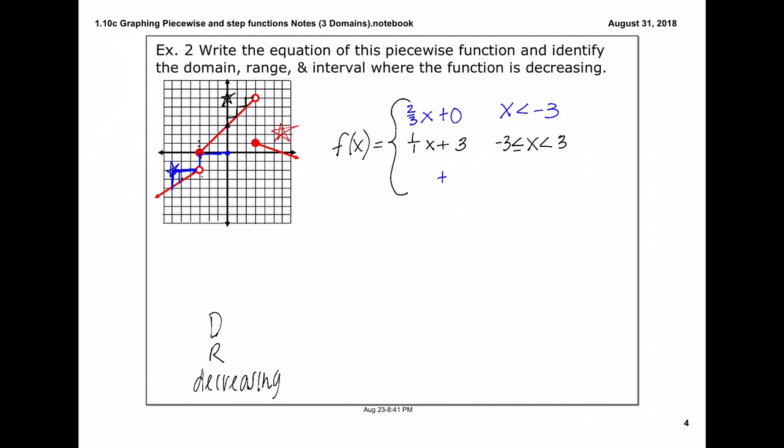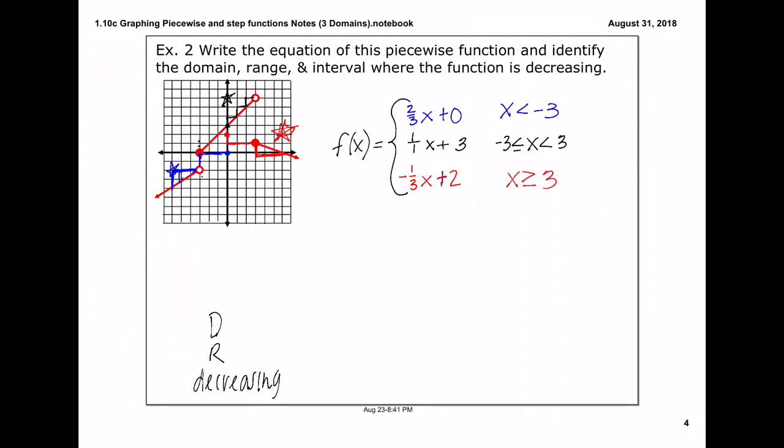Looking at my third and final line or piece, I can see that my slope triangle goes down 1 over 3, so my y-intercept would be positive 2. My slope is negative 1 over 3x. It includes 3, so x is greater than or equal to 3.